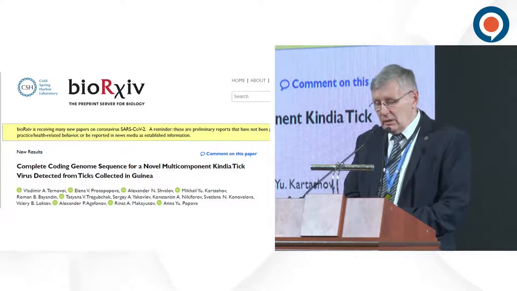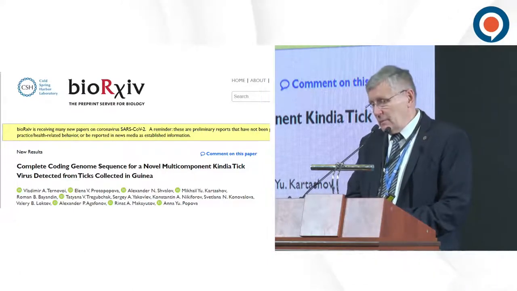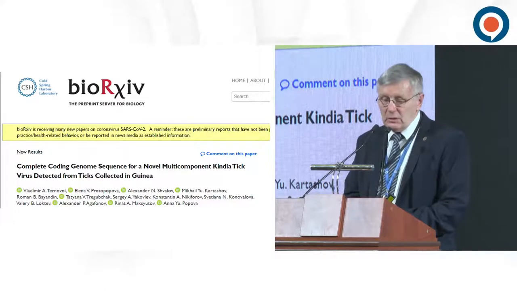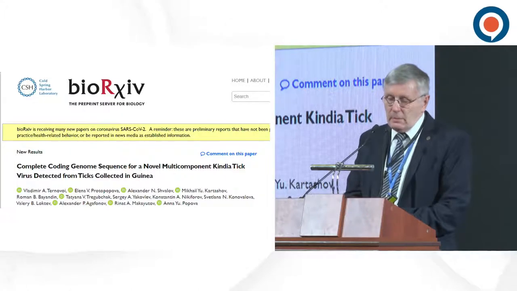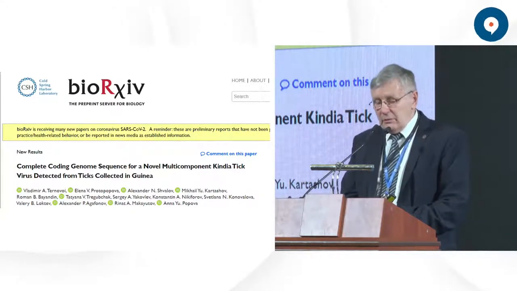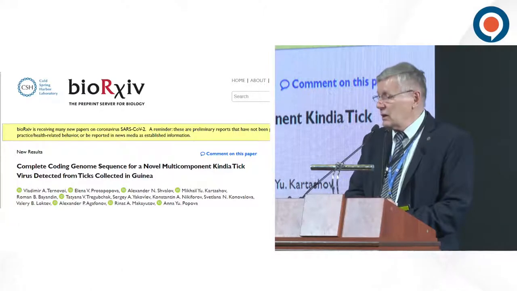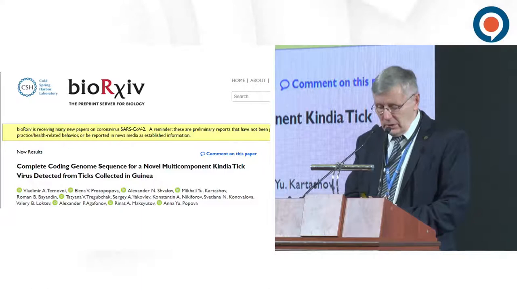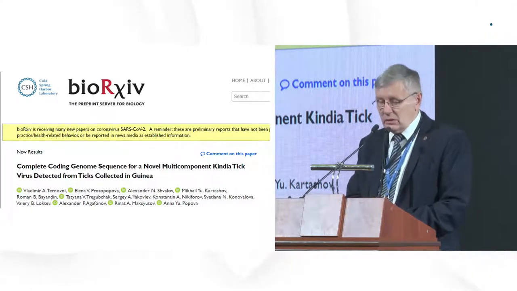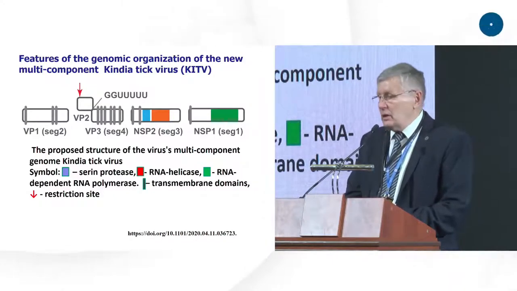The new flavivirus that I wanted to speak about was discovered by the team of Vector in Guinea within the program of virus discovery, Kindia tick virus. This is the name of a new multi-component virus. Ticks, Rhipicephalus geigyi, that were taken from domestic cows turned out to be infected by this particular virus. What is the most interesting thing in this virus, and what makes it different from other viruses? Let us look at the genome of these viruses.